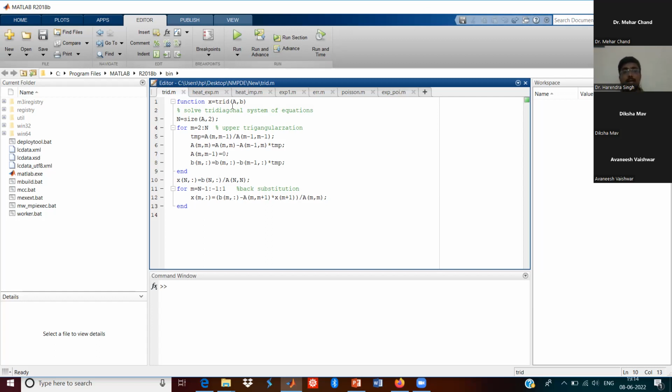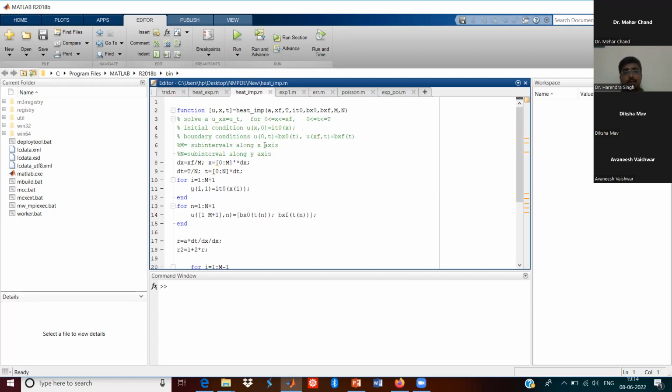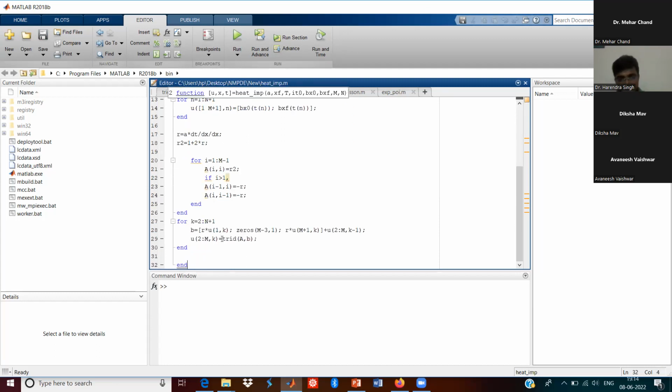So this is the tridiagonal system. When I call this function for the implicit scheme, I will get that experiment. And if you know the implicit scheme, this is the implicit scheme. Zeros(m-3,1) means a zero matrix. If we take m equal to 7, this will be zeros(4,1), so it will construct a zero matrix of 4 cross 1. So it is just a zeros matrix.